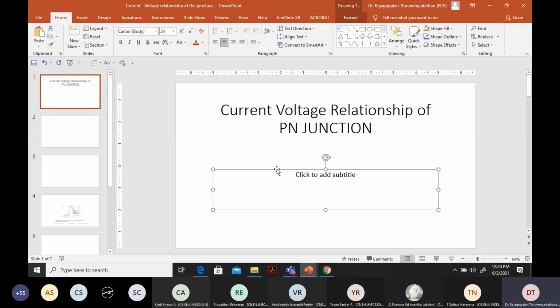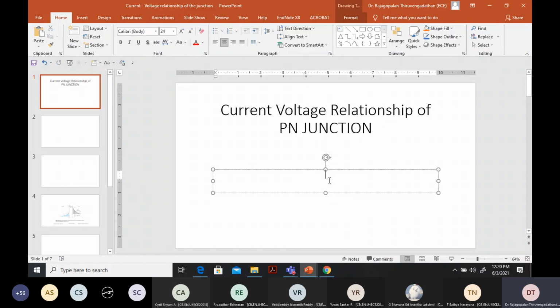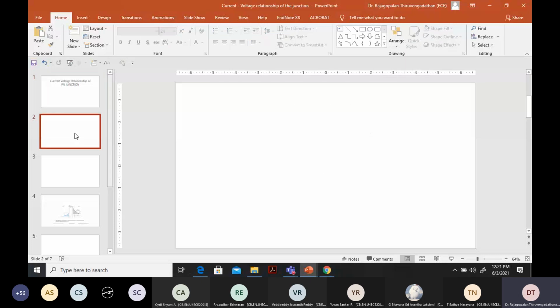Okay, with that basics, we are now jumping to the next topic, that is the current voltage relationship of PN junction, which is very important for the subsequent classes. Okay, this is the most important thing from an engineering point of view. Of course everything is important, but this is more important from a purely electronics perspective, not from the device fabrication perspective. That's what I meant to say. Okay, now what is going to happen? Let us look into it. Let us first go one step at a time.